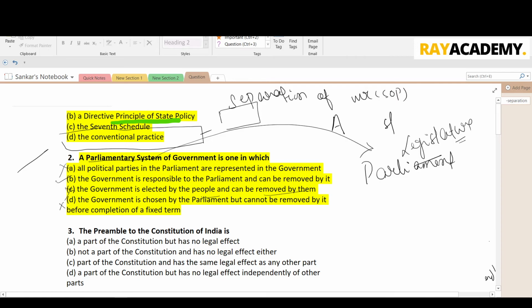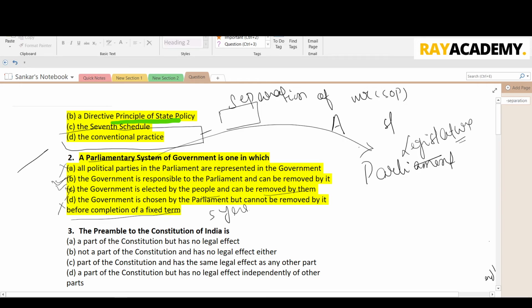This is also wrong. Why? Because it can be removed. It can be removed before the completion of a fixed term. Let's say generally the government is elected for 5 years. Generally, okay, 5 years. Why is option B correct? The government is responsible to the parliament.